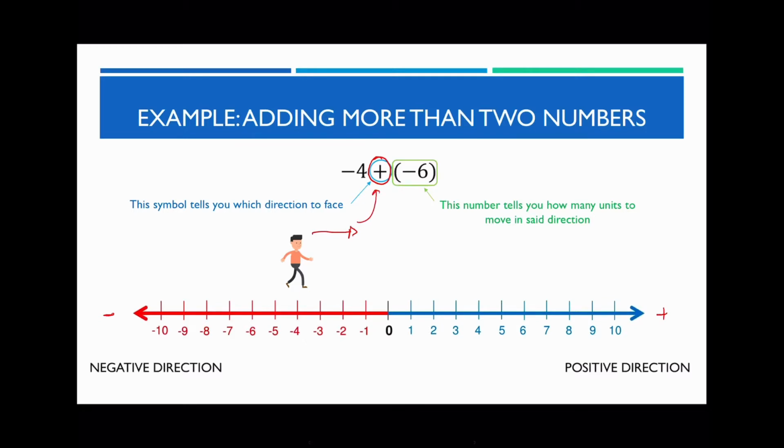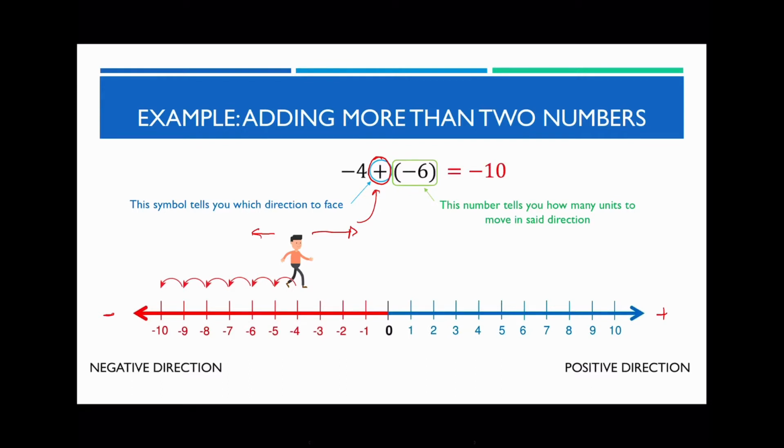Now the -6 tells you which direction you need to be facing. Because -6 is the opposite of addition, you're going to be moving backwards. So you're going to be moving 6 units backwards like so. If you move 6 units backwards, it would look like this. And therefore, the answer is going to become -10.